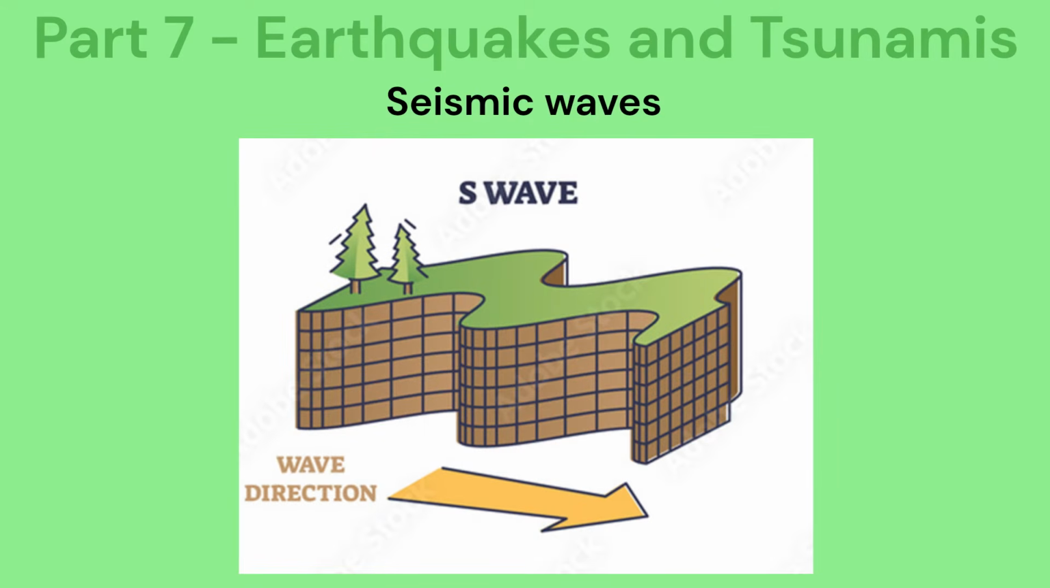S waves, or secondary waves, vibrate at right angles to the direction of travel. They move at 4 km per second. They cannot travel through liquids.